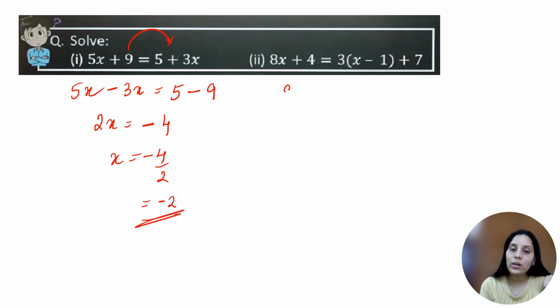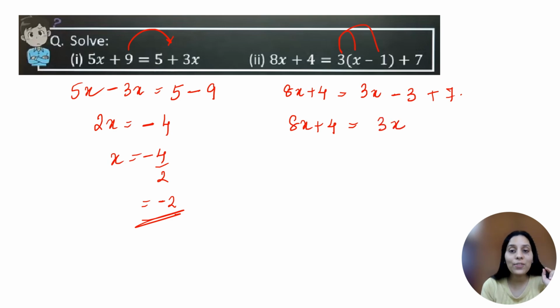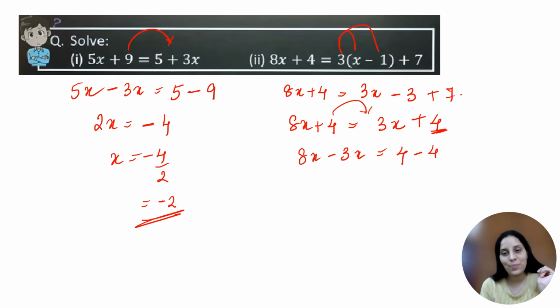Next one. Now here, as we know, whenever we have a bracket, we will first open the bracket. So 3 into x is 3x. 3 into 1 is minus 3 plus 7. Now we can simplify. 8x plus 4 equal to 3x. 7 minus 3 is plus 4. Now since we have x on both the sides, we will try to have all x's on one side and all the constants on the other side. So 8x minus 3x equal to, first write 4 and then plus 4 when I transfer, minus 4. So 5x is equal to 0. So x is 0 by 5, which is again 0.